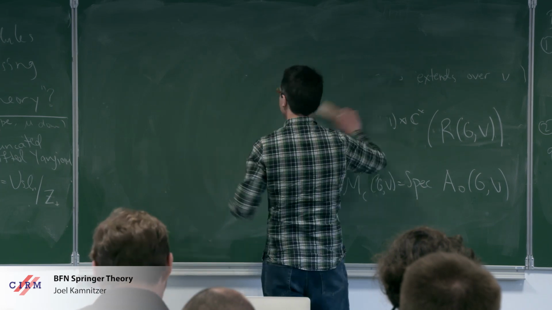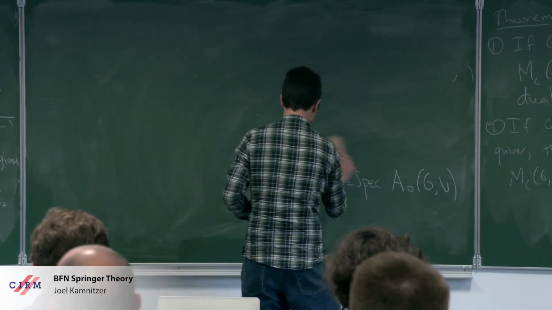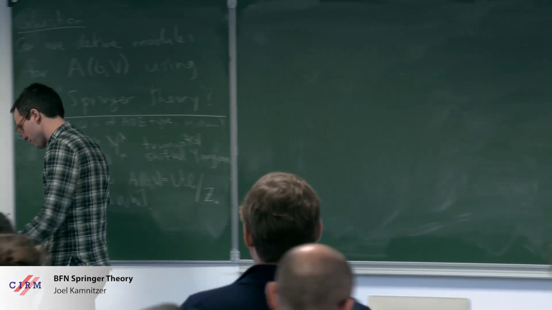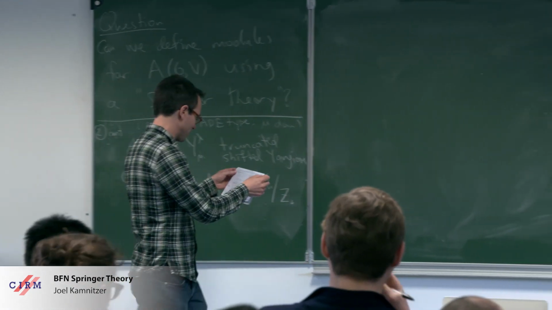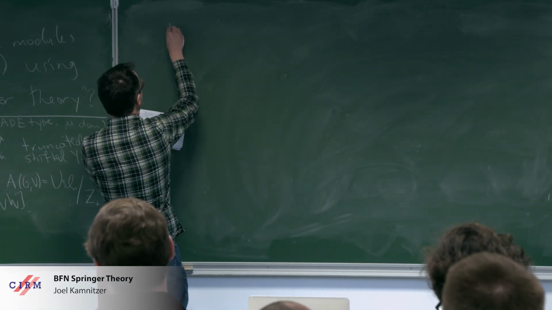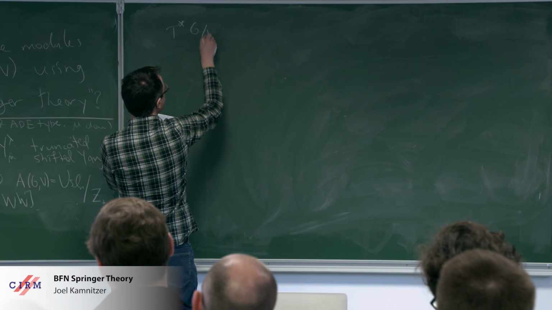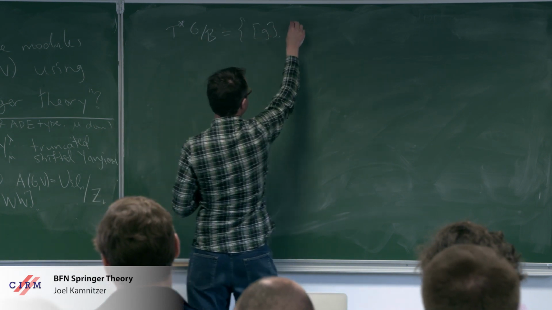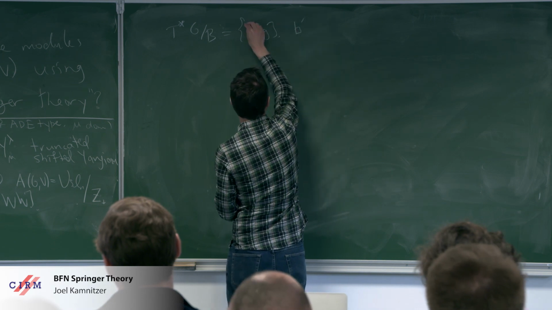Okay, so I want to define modules for these Coulomb branch algebras using Springer theory. So let me briefly recall the usual Springer theory. In the usual theory, we consider the cotangent bundle of a flag variety, G mod B. So that's pairs G, and I'll write B prime.